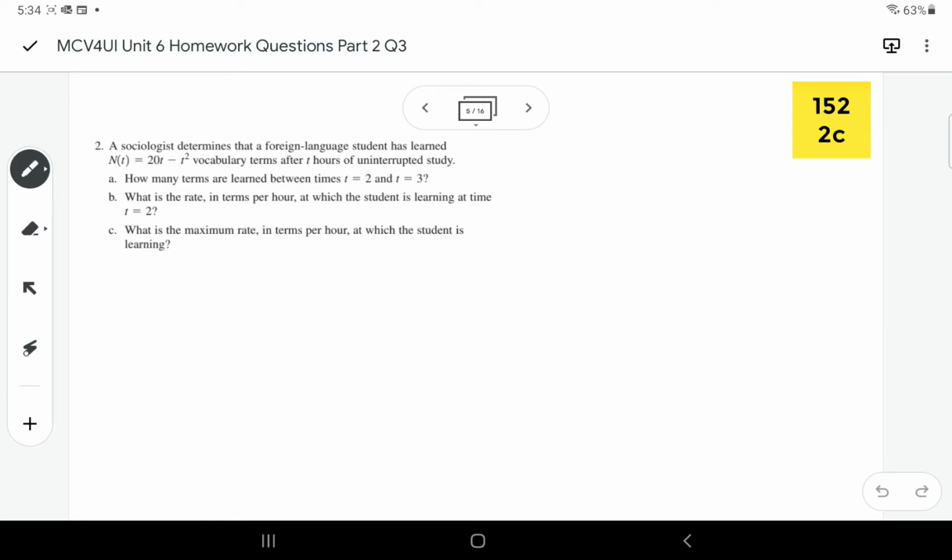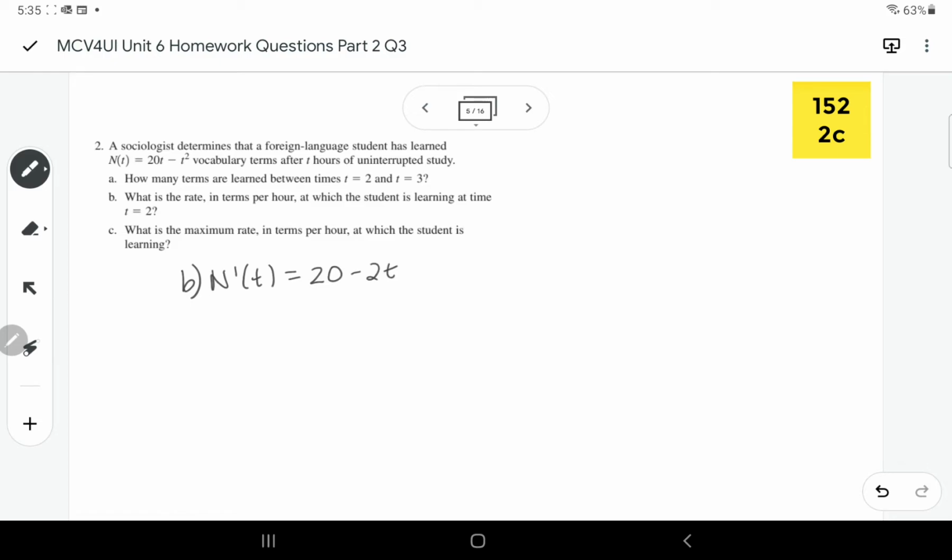So our first one here says, a sociologist determines that a foreign language student has learned N at t equals 20t minus t squared vocabulary terms after t hours of uninterrupted study. So we're looking for C. If we're talking about rate, remember rate here, that's always the rate of change is always the derivative. So for B, we would be looking at N prime. So we're going to need that to find where this is. So that's 20 minus 2t.